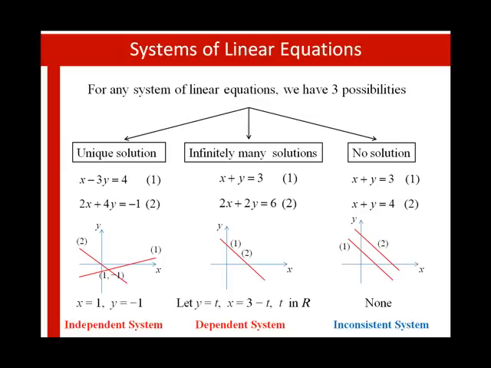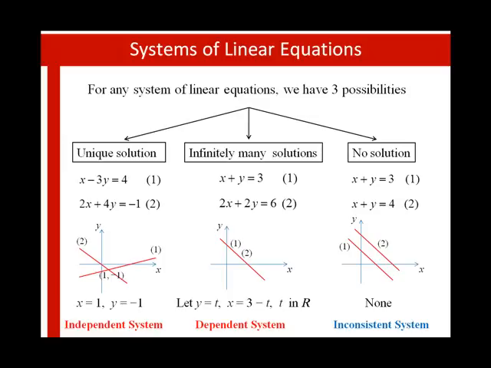A system also can have infinitely many solutions. If we're taking the case of the lines, where we have x plus y equal to 3 and 2x plus 2y equal to 6, we notice that the lines are multiples of each other. In this case, the lines coincide, and every point on line 1 is a solution in line 2. That's why we have infinitely many solutions. In this case, we set one of the variables as a free variable. For example, we let y equal to t, so that x is equal to 3 minus t, where t belongs to R. This system is called a dependent system.